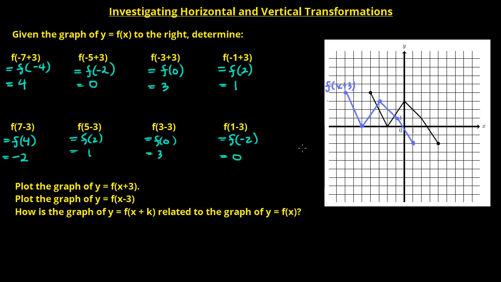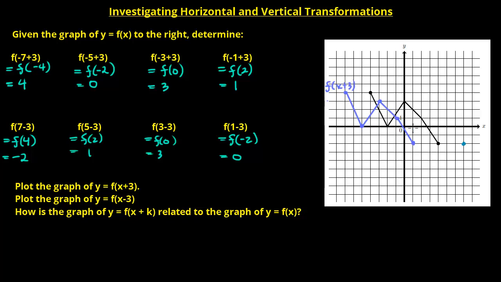Okay, now let's do the next part of this, and let's plot the graph of y is equal to f of x minus 3. So how do we plot the graph of f of x minus 3? Well, let's think about when x is 7. When x is 7, I get f of 4. Let's plot that on my grid. So when x is 7, I get f of 4, which is negative 2.